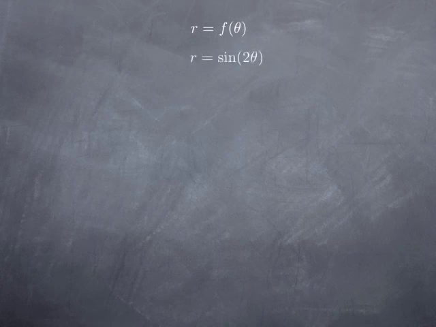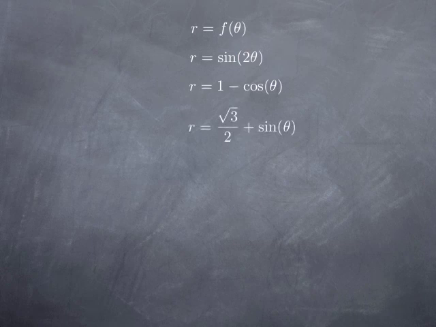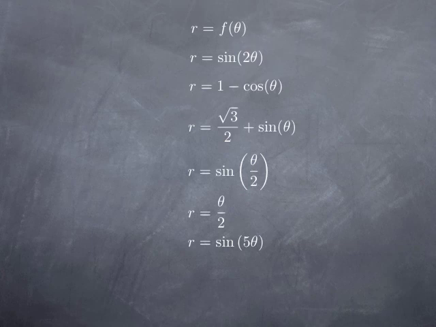Examples of polar curves that we're going to discuss in this video include the curve r equals sine 2 theta, r equals 1 minus cosine theta, and r equals root 3 over 2 plus sine theta. Other polar curves that you're going to study in the sample quiz include r is sine of half of theta, r is half of theta, or r is sine 5 theta.